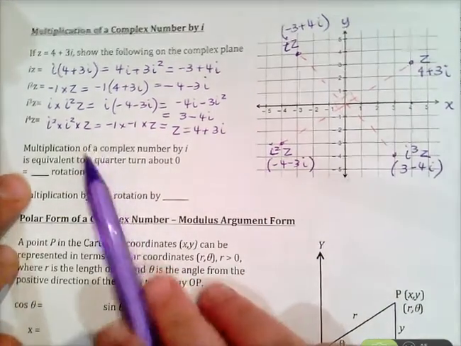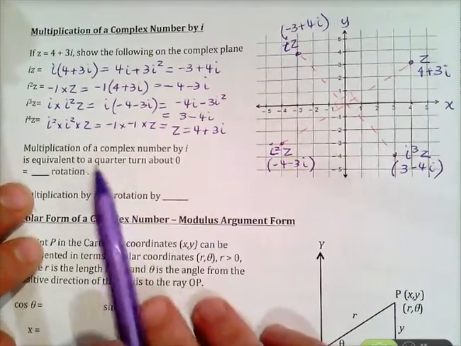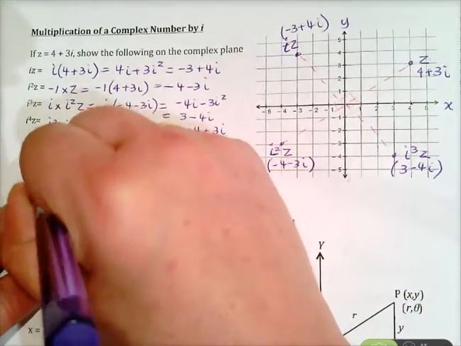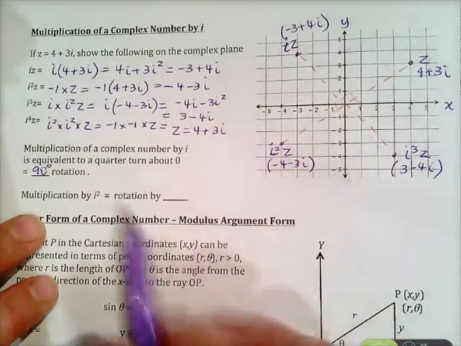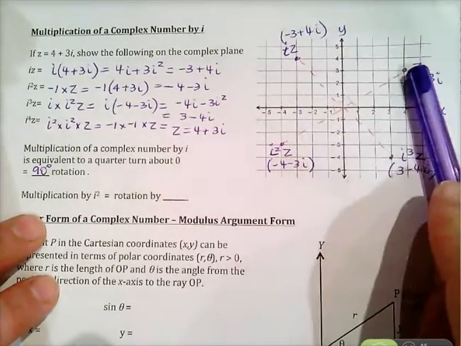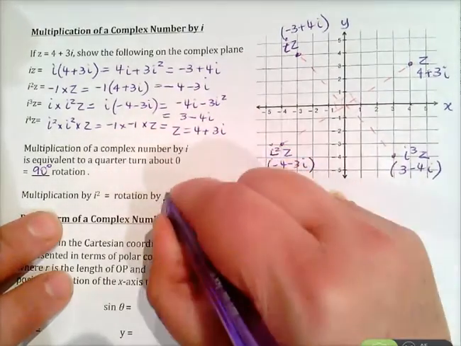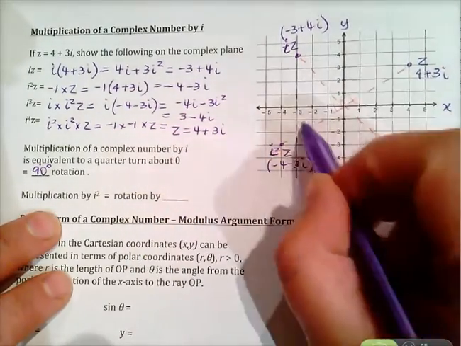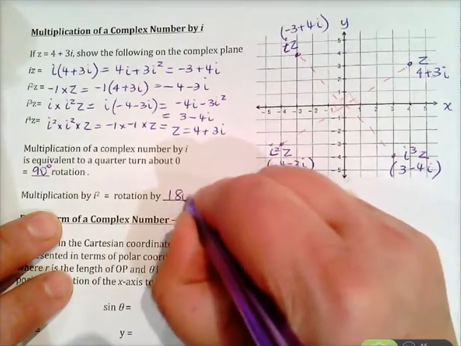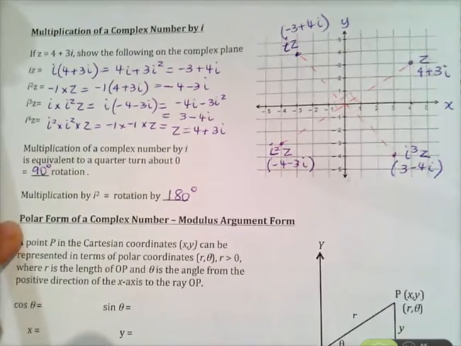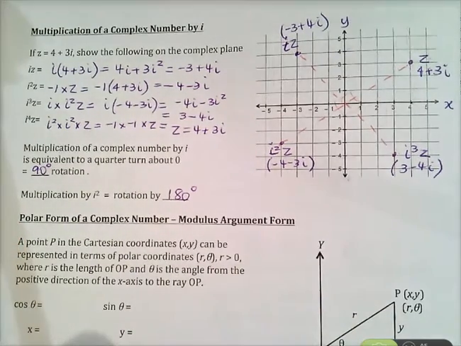So multiplication of a complex number by i is equivalent to a quarter turn about the origin, which is a 90-degree rotation, and multiplication by i squared. So if we look at Z, and here I've got i squared Z, that is just a rotation. That's like point symmetry. It's a rotation by 180 degrees. Okay, that's the end of this video. I'm going to continue from here, polar form of a complex number.